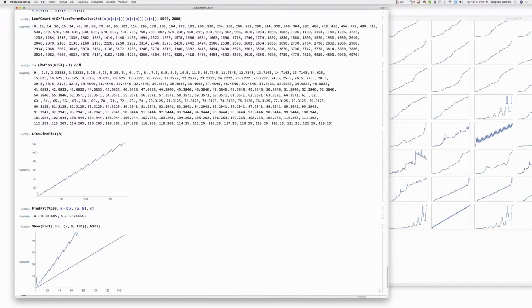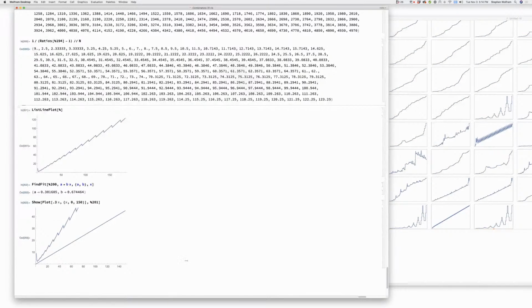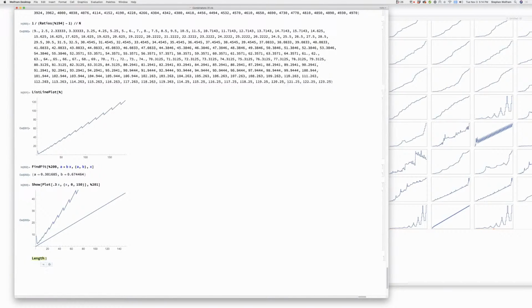What did we goof up? What did we goof up here? Well, I'm just going to do the very naive fit. Length of that, and then last of that, 0.67. Oh, silly me. I looked at the wrong thing. 0.6744.